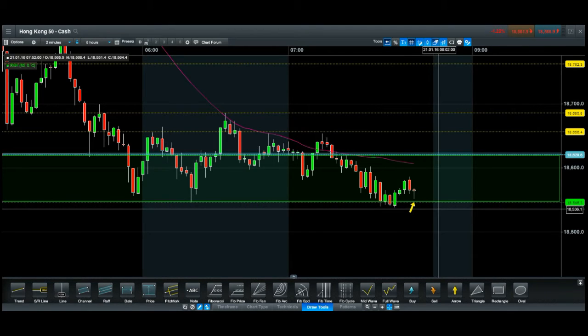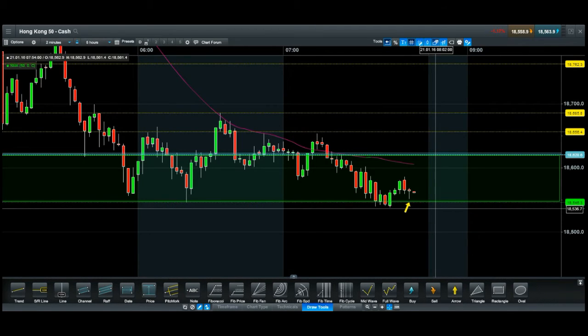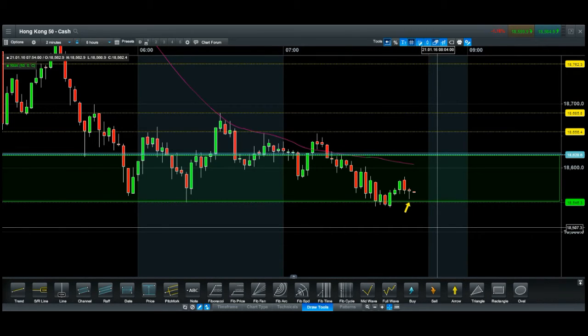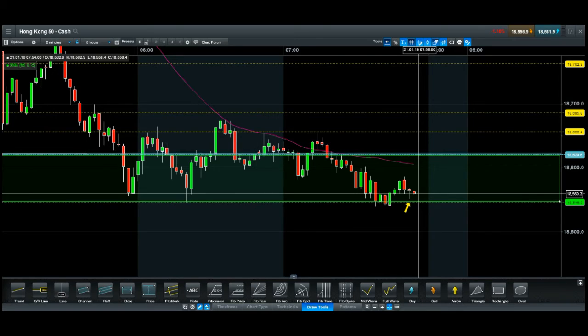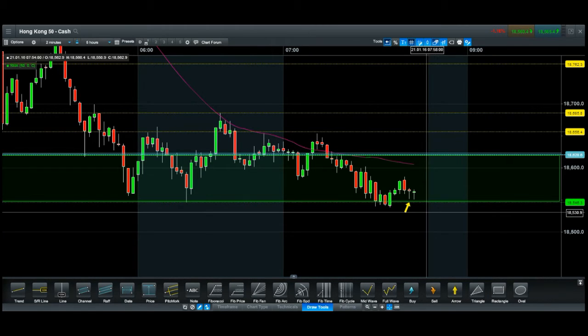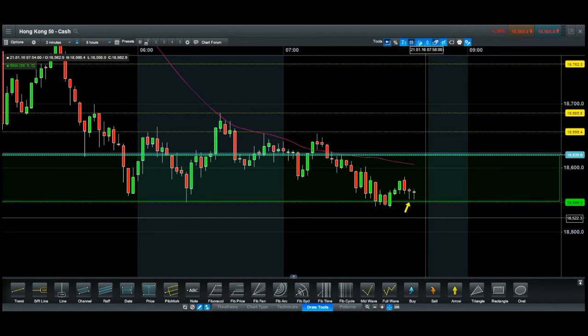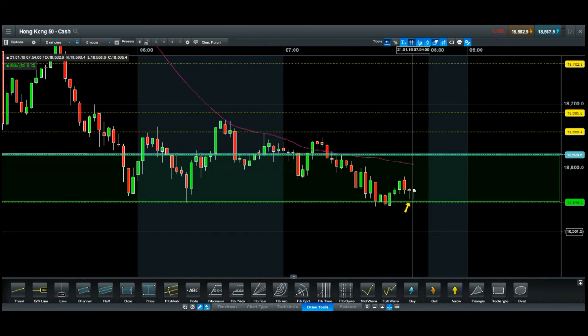Once the zone breaks, there will be a further drop. But I'm going to wait for the candles to indicate clear signals for me to enter into a trade. Trading is like fishing. It takes a long time and a lot of patience.